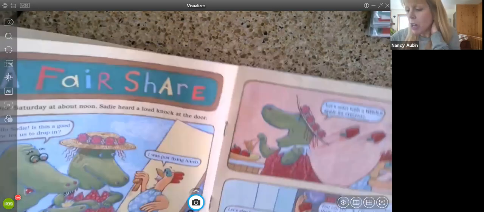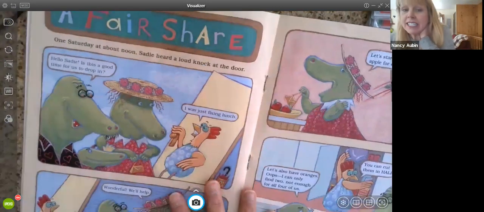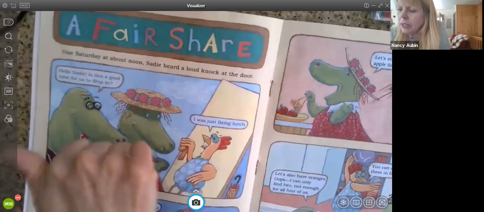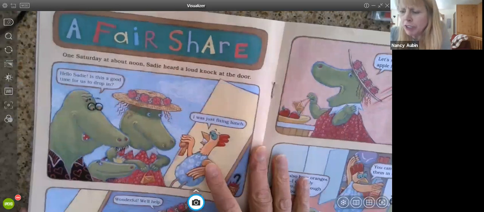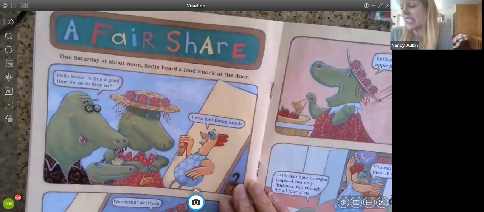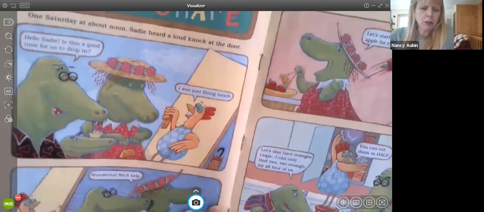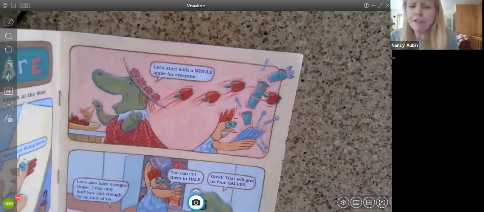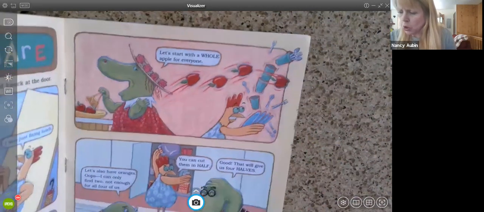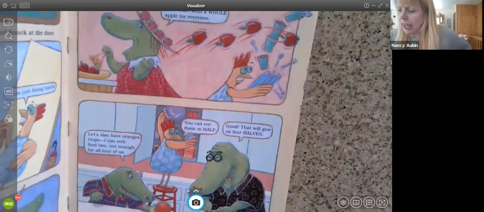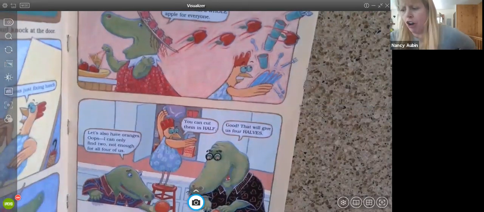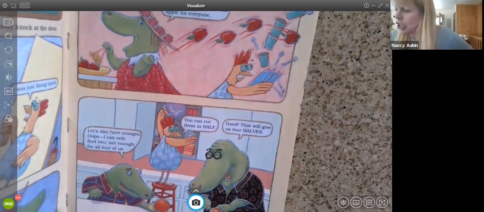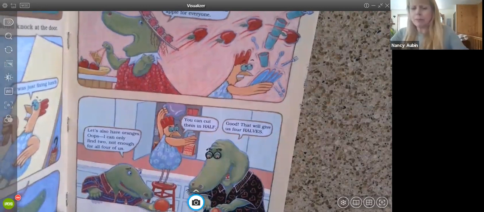A fair share. One Saturday at about noon, Sadie heard a loud knock at the door. Hello, Sadie. Is this a good time for us to drop in? I was just fixing lunch. Wonderful. We'll help. Let's start with a whole apple for everyone. Let's also have oranges. Oops, I can only find 2. Not enough for all 4 of us. You can cut them in half. Good. That will give us 4 halves.